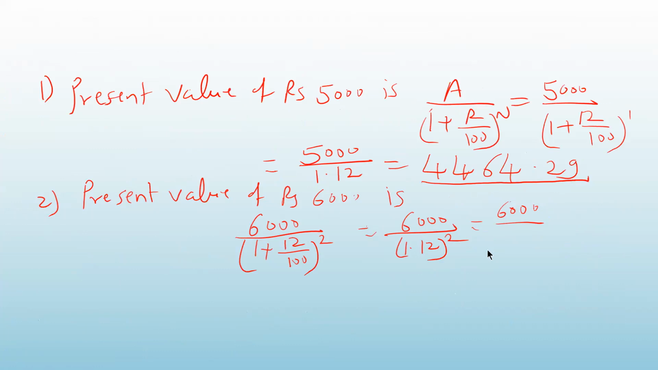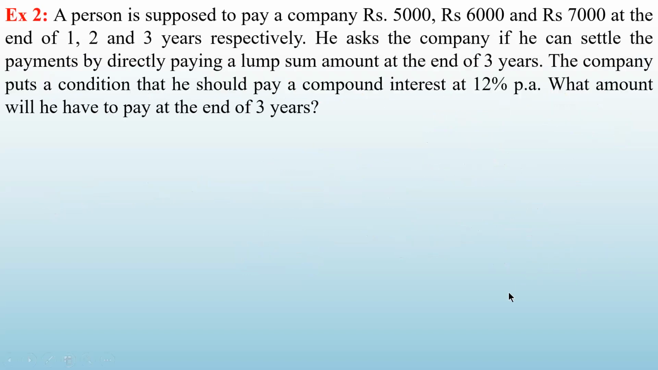So 6000 divided by 1.12 square. That gives you how much? That is equal to 1.2544, so 6000 divided by 1.2544 will give you 4783.16. So this is the present value of rupees 6000. Okay, 4783.16. Now let us find out the present value of 7000.